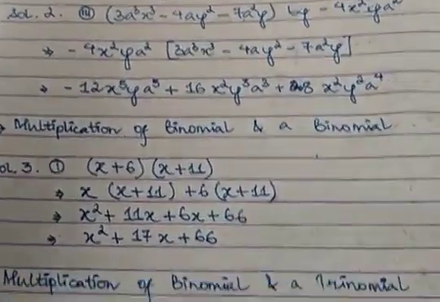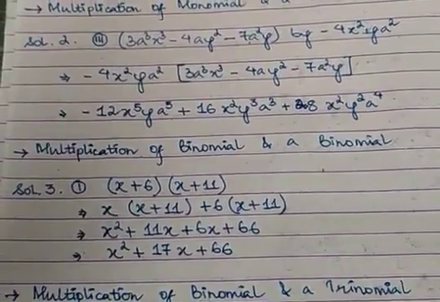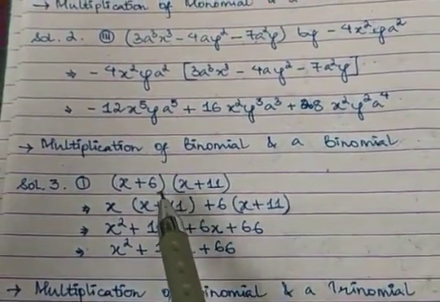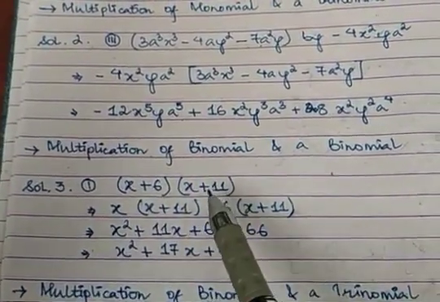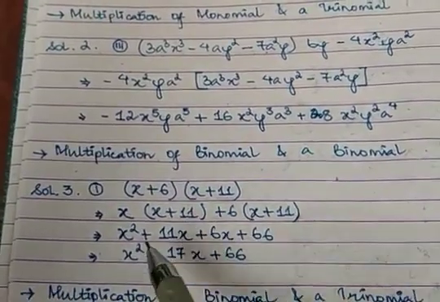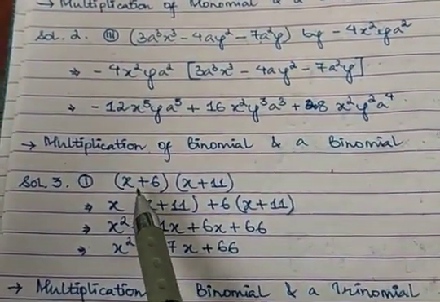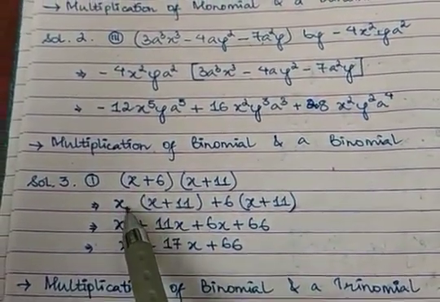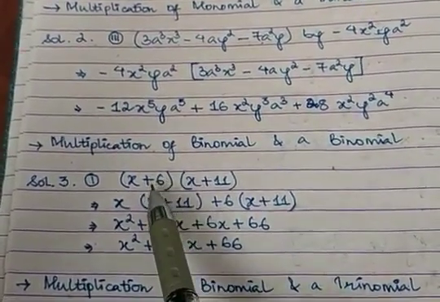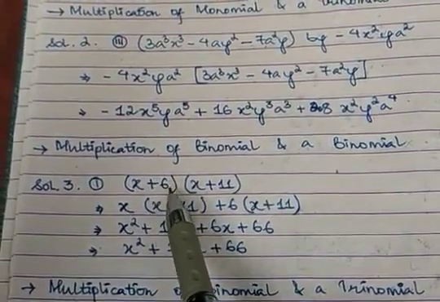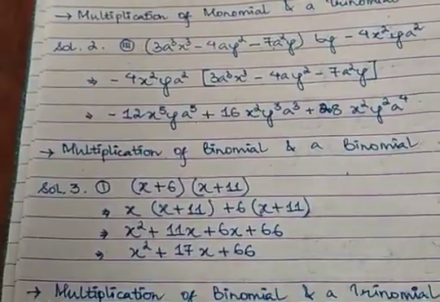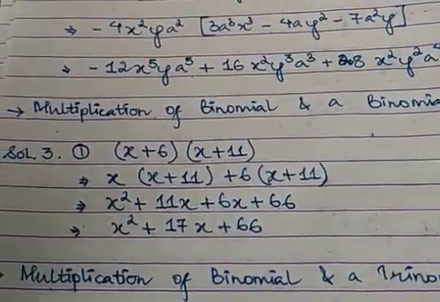Now multiplication of a binomial and a binomial. What happens when you multiply binomial and binomial? Two terms and two terms. What you can do here is split one of the terms. It can be any term. Whether you split this one or this one, you will get the same result. What I have done here is I have split the first term: x I have kept as it is, and the second term you need to write 2 times, so x plus 11. Now the second term of the first binomial, plus 6, again times the second binomial, x plus 11.